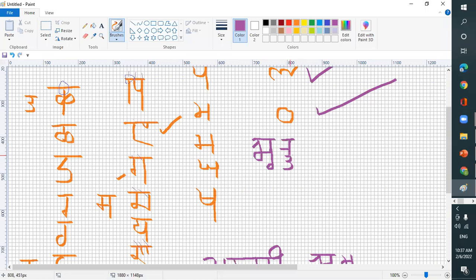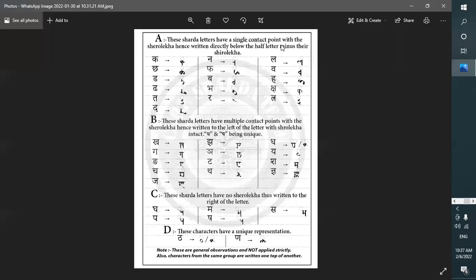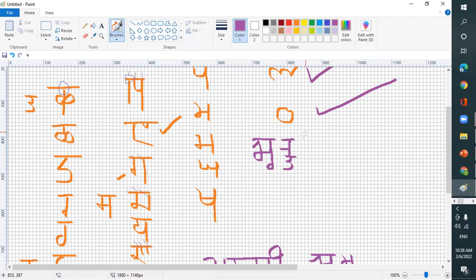You will not add a Shirodekha on it. That is the rule for the A alphabet. See, it is written minus the Shirodekha. That is very important. So I can take another example, suppose Gandh. How do we do it? Write it Gandh.